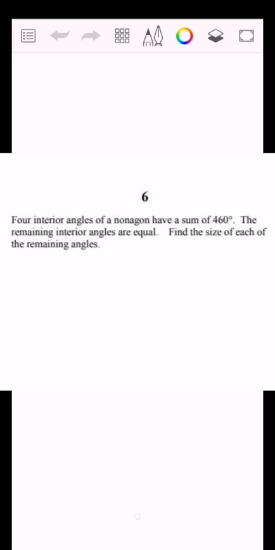Subscriber question number 9. Four interior angles of a nonagon have a sum of 460 degrees. The remaining interior angles are equal. Find the size of each of the remaining angles.